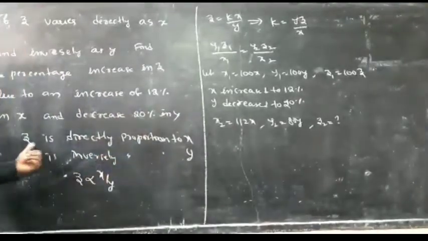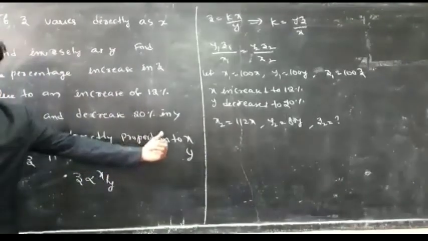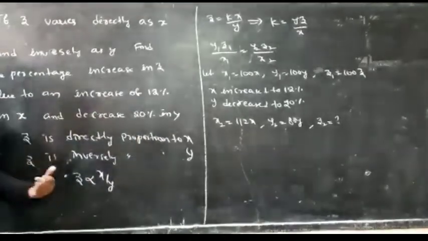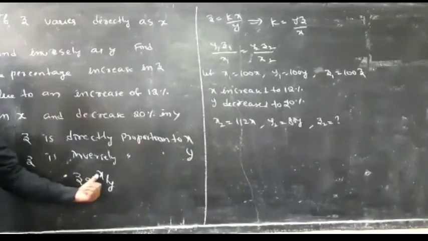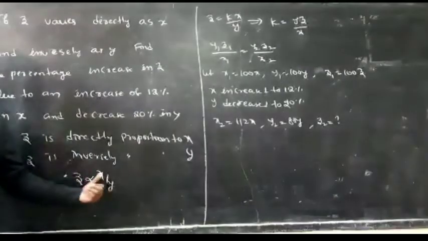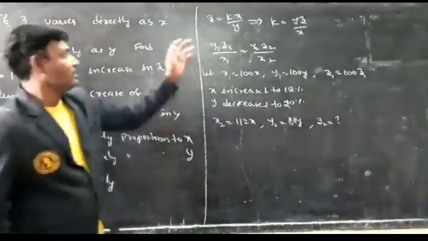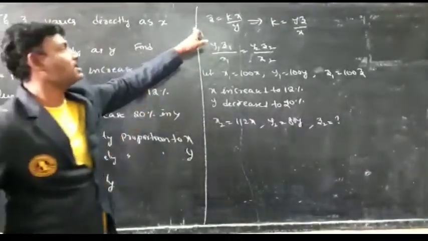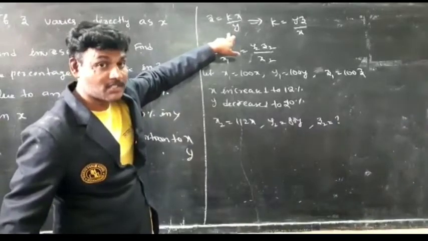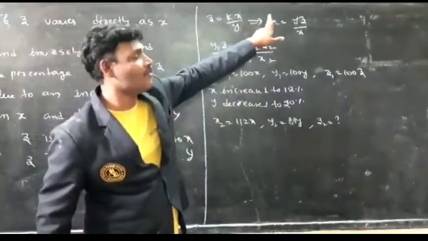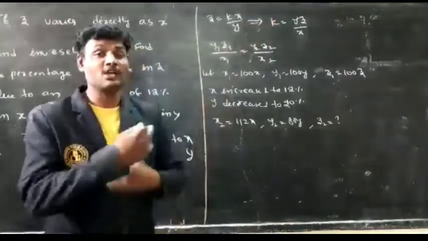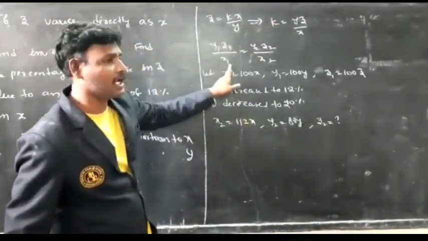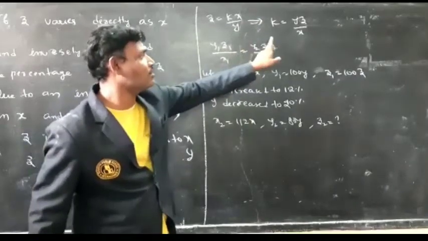See here, z is directly proportional to x and z is inversely proportional to y. What we can write here? z proportional to x by y, direct to x and inverse to y. Just I am removing that proportionality symbol. So z is equal to kx by y. From this what we can write? k is equal to yz by x. If two quantities are there, we can write y1 z1 by x1 is equal to y2 z2 by x2.